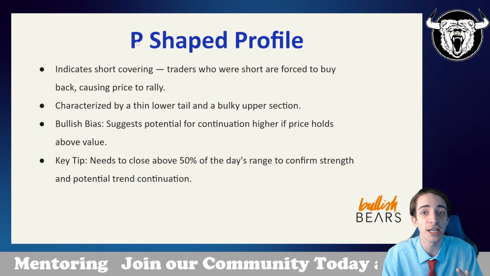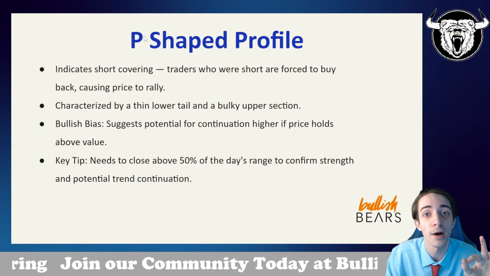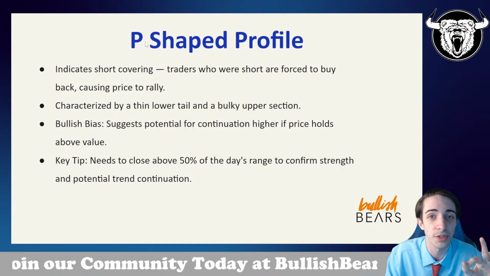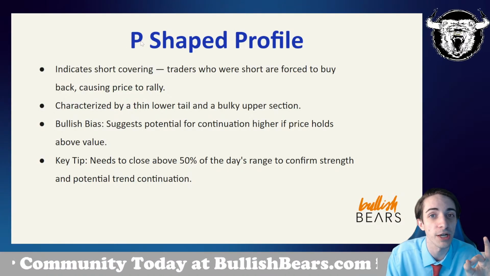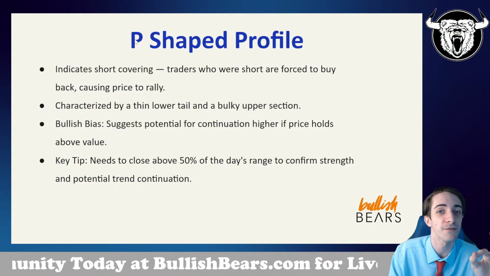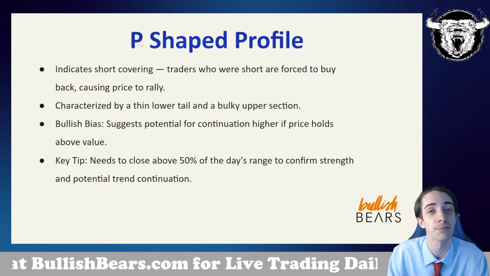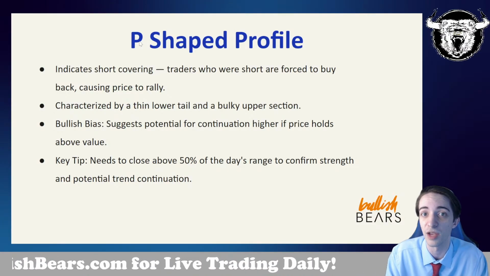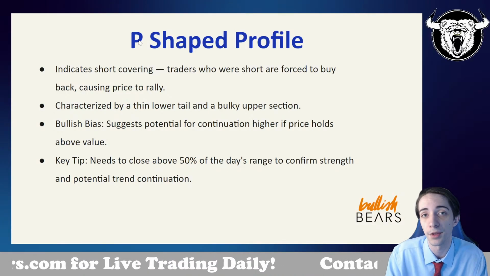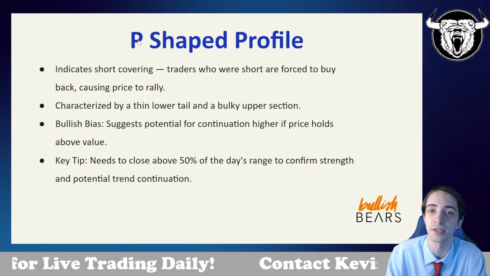Now, if it's a P-shaped, it would have to close above the 50% mark, right? So I wouldn't want to see a P-shaped but price close below it, because that tells me even though volume started to pick up with price, it failed and they weren't able to successfully hold it. And when buyers fail, that means sellers are starting to take control and vice versa, right?